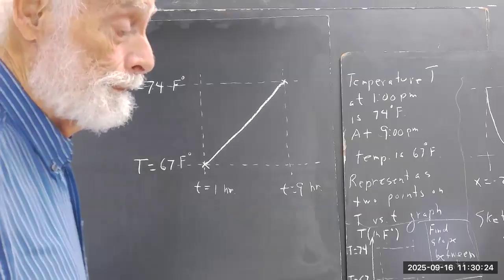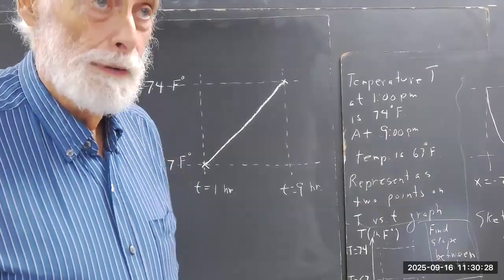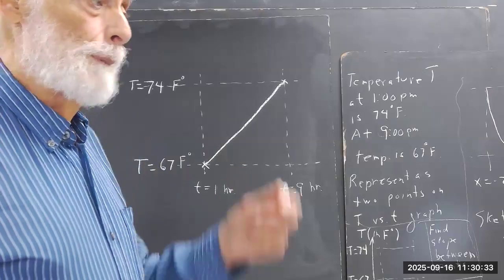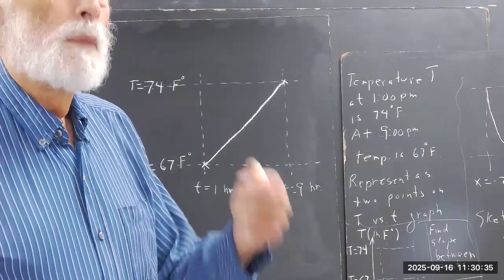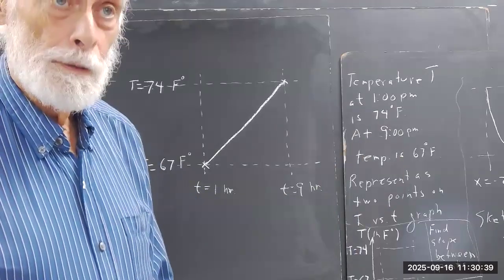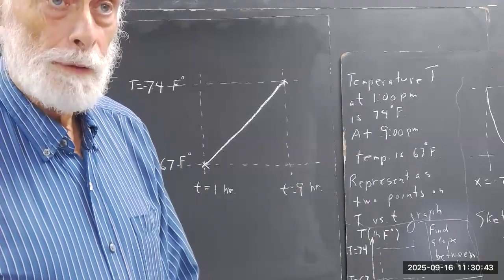There are formulas, y2 minus y1 divided by x2 minus x1, which isn't difficult to understand. But the thing that you're going to remember longer than y2 minus y1 over x2 minus x1 is rise divided by run. That's what slope is, rise divided by run.